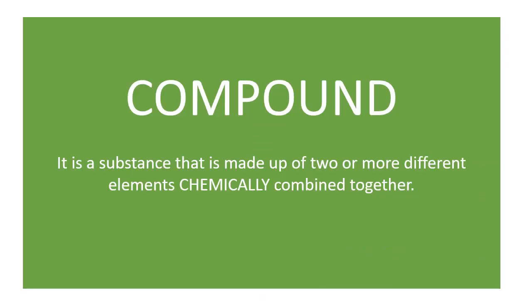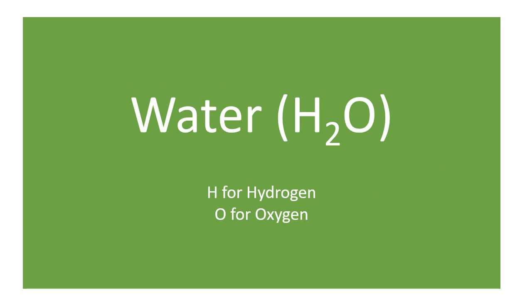For our topic today, compound, we will start with its meaning. A compound is a substance that is made up of two or more different elements chemically combined together. Like water, with a chemical symbol of H2O, has two different elements, H for hydrogen and O for oxygen. Hydrogen and oxygen are two different elements in a compound water, H2O.